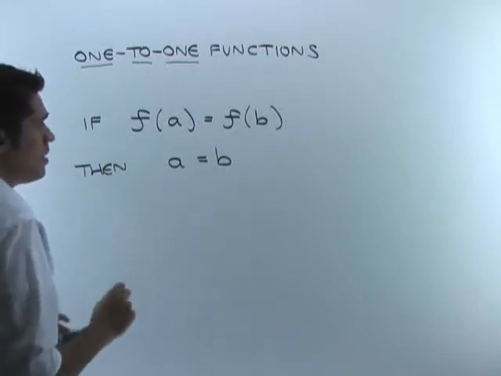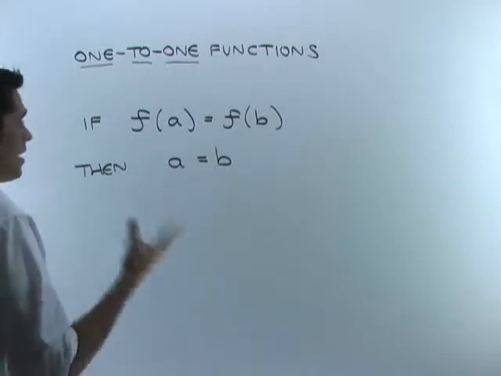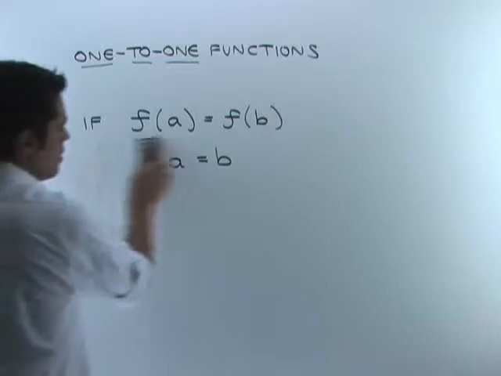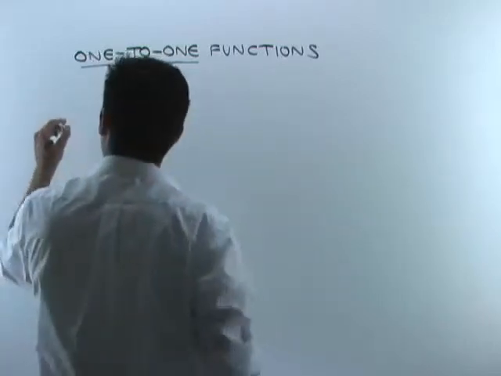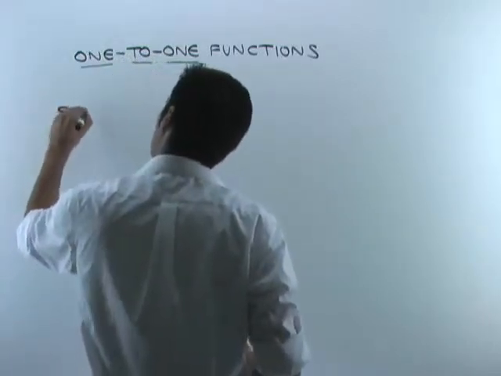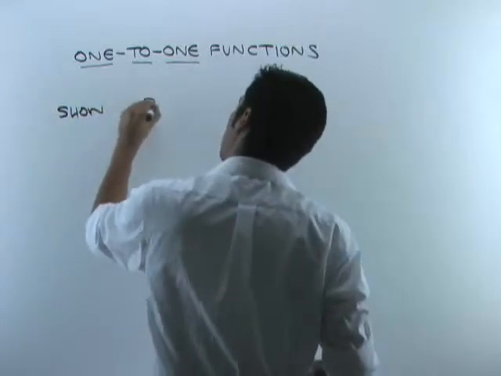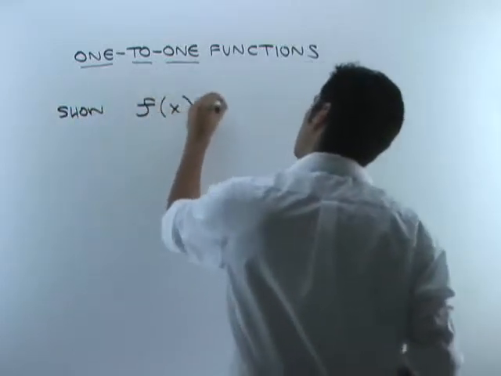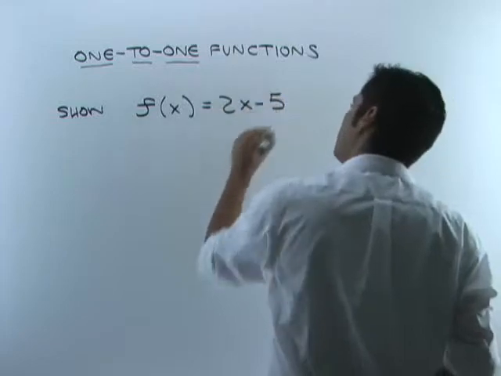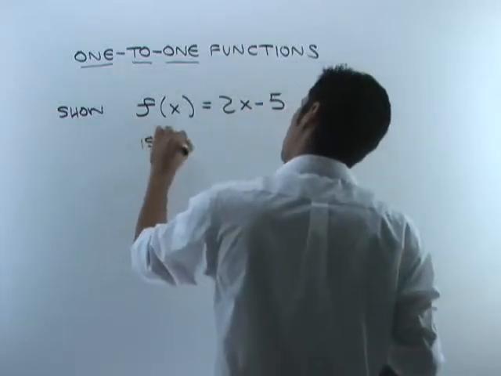In the first one, I'm going to show you an example of something that is one-to-one. In the second one, I'm going to show you something that is not. So let's take a look at our first example. Let's show that f of x equals 2x minus 5 is one-to-one.